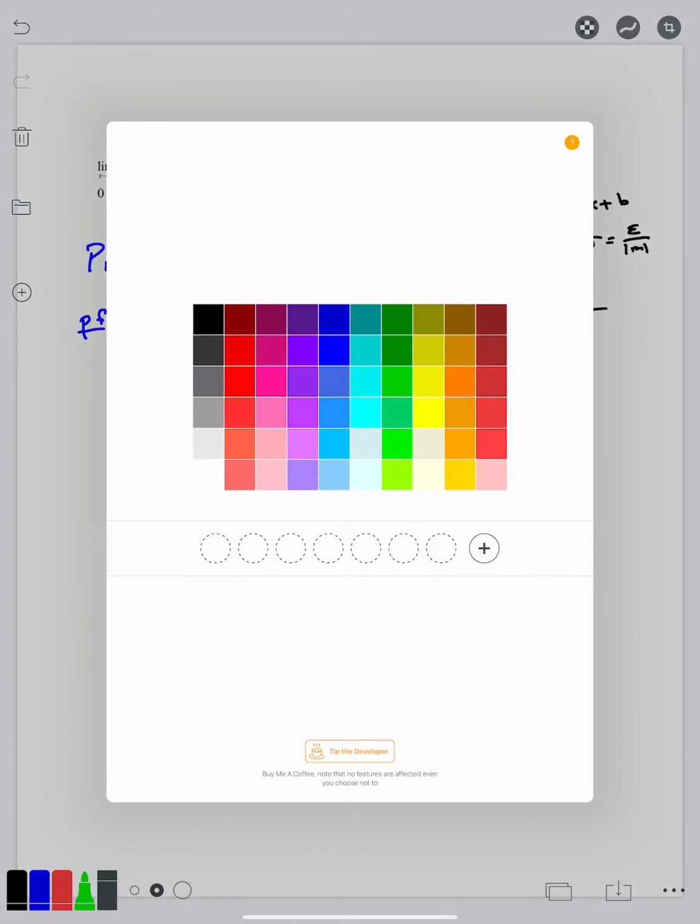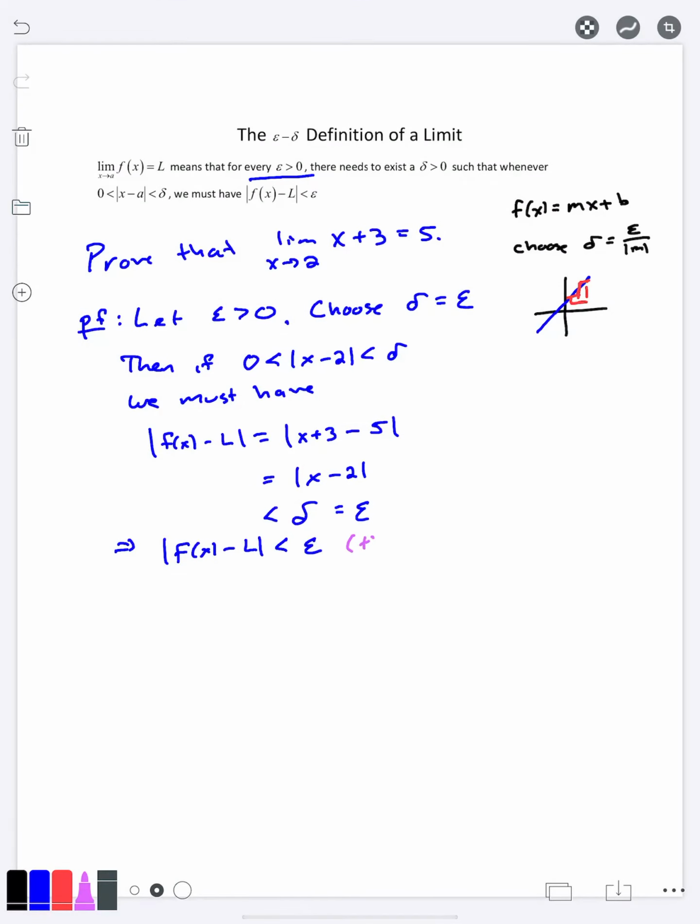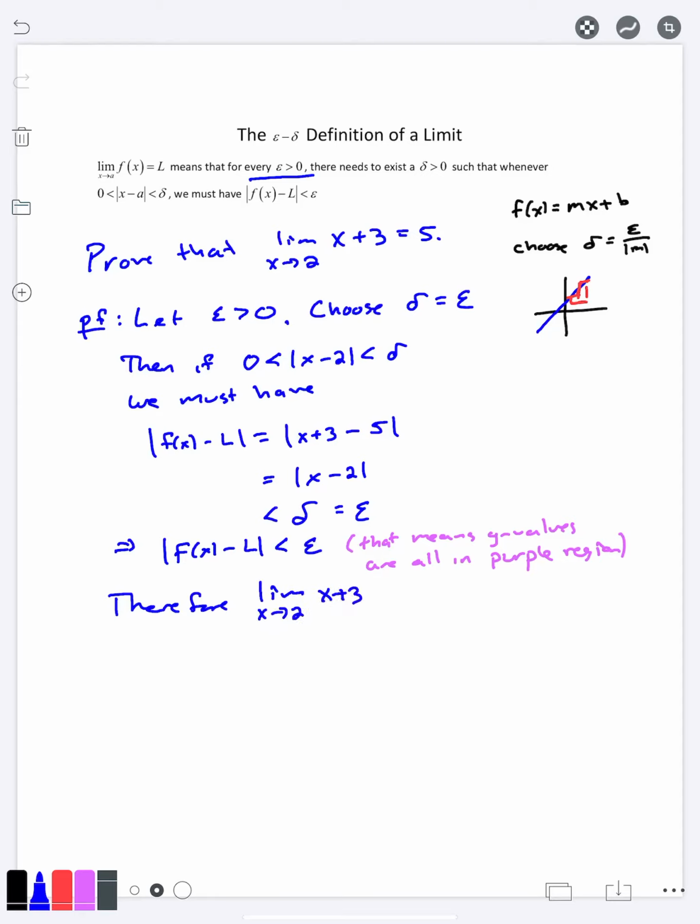And I'll make a little side comment here. That means y values are all in the purple region. And so therefore, we're done. Therefore, the limit as x goes to 2 of x plus 3 equals 5.